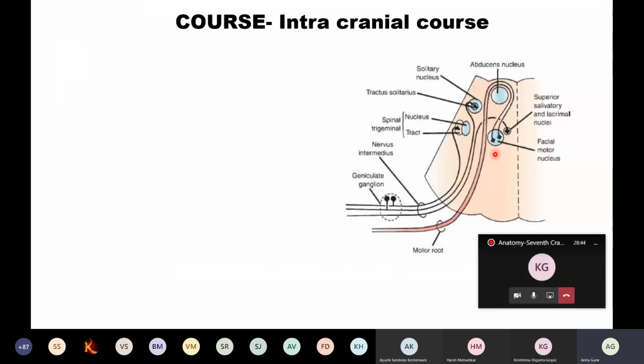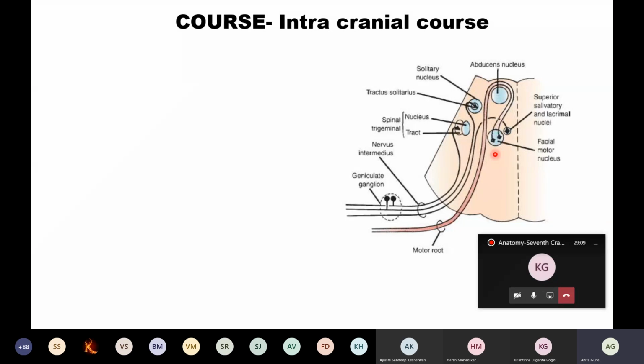Now, we will look at the course of the facial nerve. Listen to me very clearly. The nerve crosses many areas. Like it is going to arise from the pons, then in the posterior cranial fossa, then in the petrous part, then it goes out in the gland. So we will describe each part as different courses, like intracranial course, intrapetrous course, right?